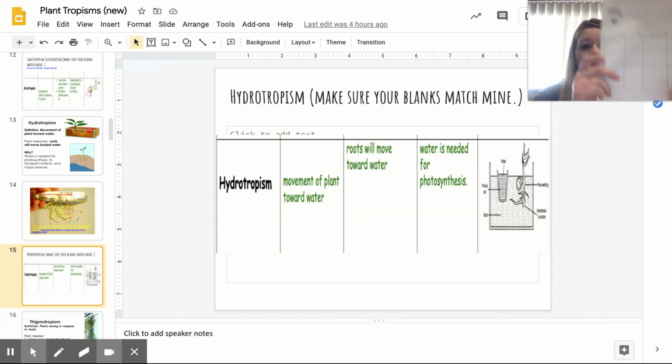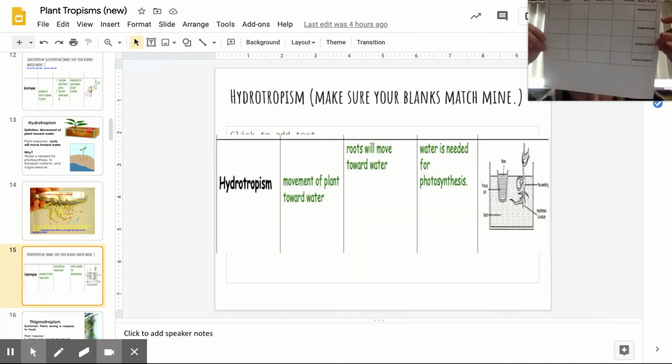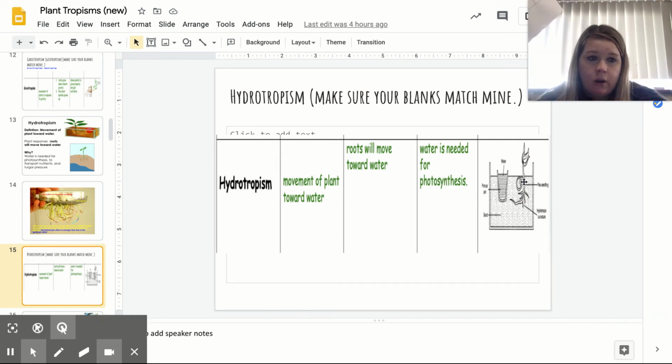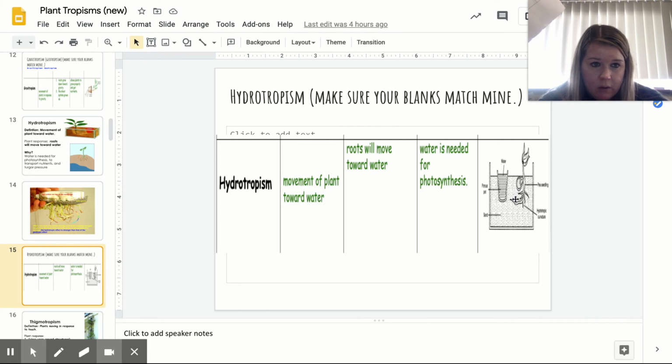All right, so check your answers. Make sure yours match mine, okay? Draw a picture of a plant, the roots growing towards the water, okay?